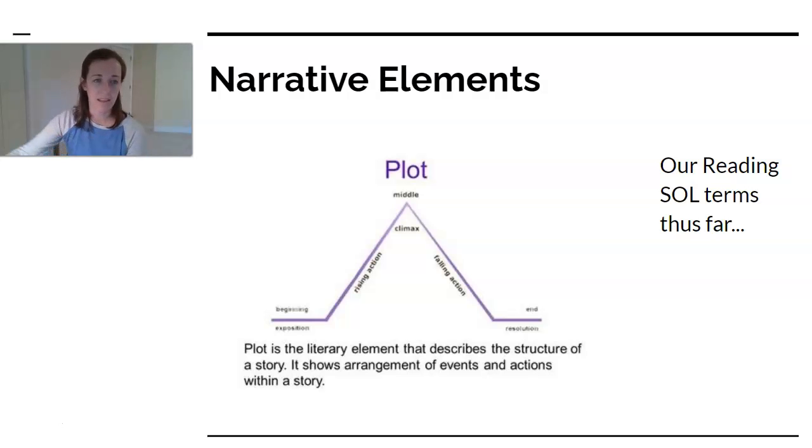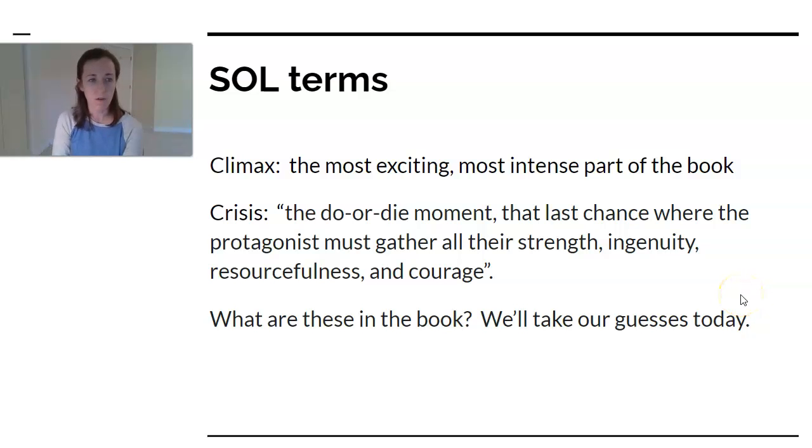And then crisis is a term we looked at, which on the chart here would be right before the peak of the triangle. So for your notes, climax is the most exciting, the most intense part of the book. Crisis, which usually happens right before the climax, is the do or die moment where the protagonist has to gather all of their strength, their ingenuity, their resourcefulness, and their courage in order to face off with that antagonist.